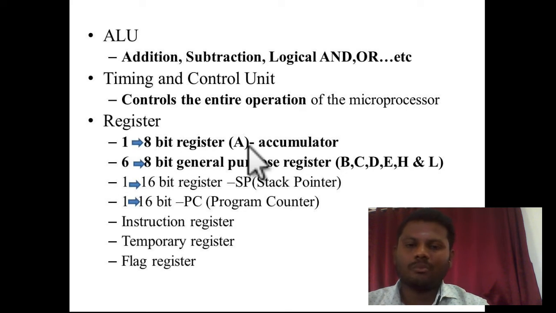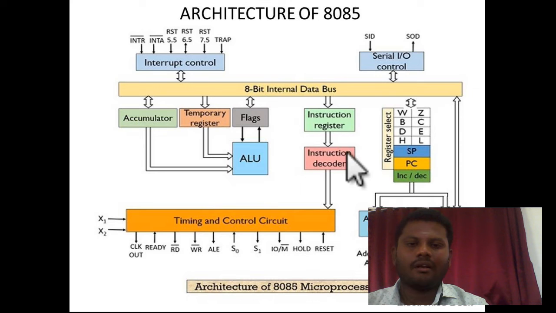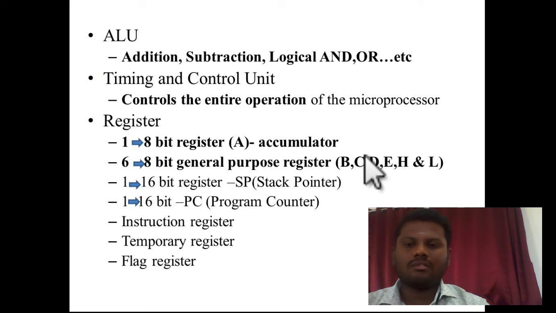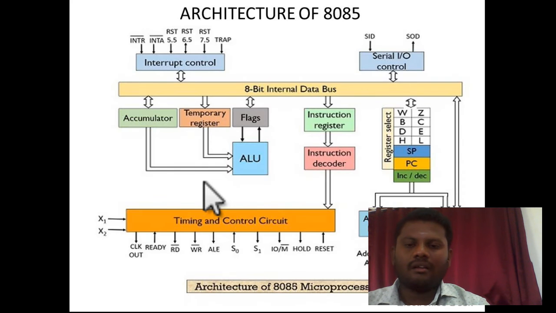So A should be represented as the accumulator, and the 6 8-bit registers are general purpose registers, which we already saw in that accumulator diagram. So W, Z, B, C, D, E, H, L, etc. These are the contents we are giving, and each has 8 bits, so it has a maximum capacity of 8 bits.